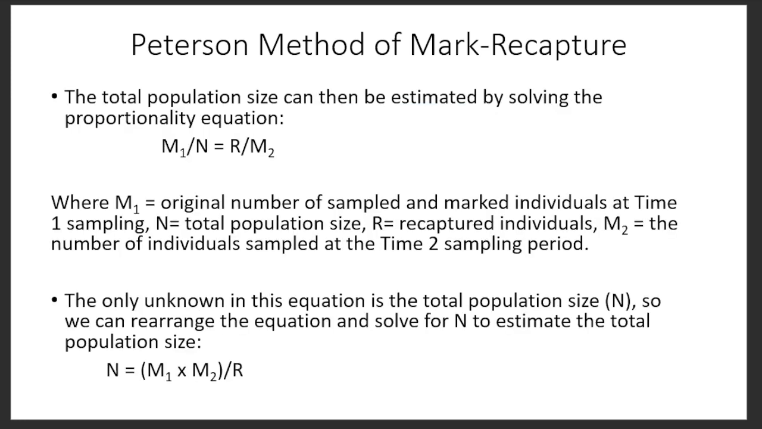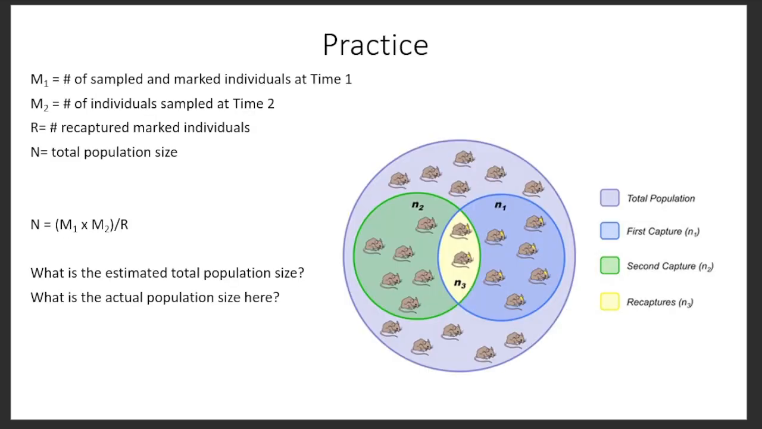So this is the equation you would use to determine the total population. M1 is the original number sampled and marked individuals at time 1. N is the total population size. R is the recaptured individuals. And M is the number of individuals sampled at time 2. So if you rework this equation, the bottom equation is where you would get the total number of the population. Here is an example. If you wish to do this one, please pause and I will go over the answers in a second.